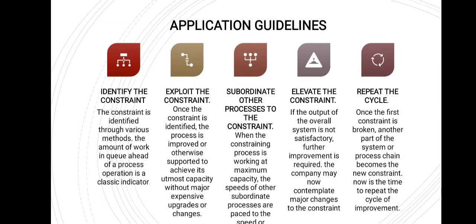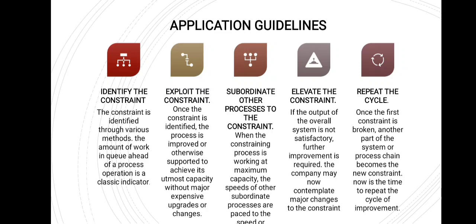Application guidelines. Identify the constraint. The constraint is found through various methods. The amount of work queued ahead of a process operation is a classic indicator. Exploit the constraint. Once the constraint is identified, the process is improved or other ways are used to support it to achieve its utmost capacity without major expensive upgrades or changes.